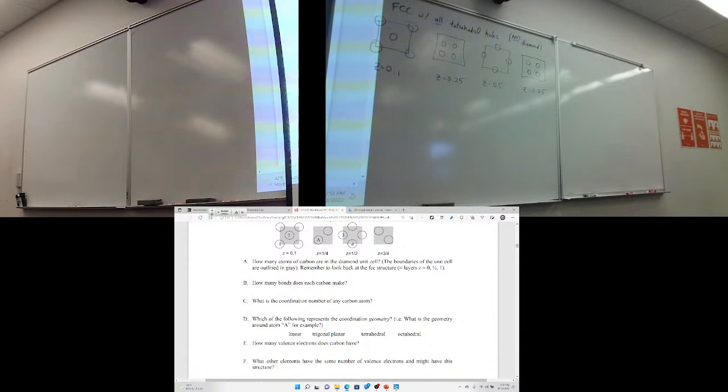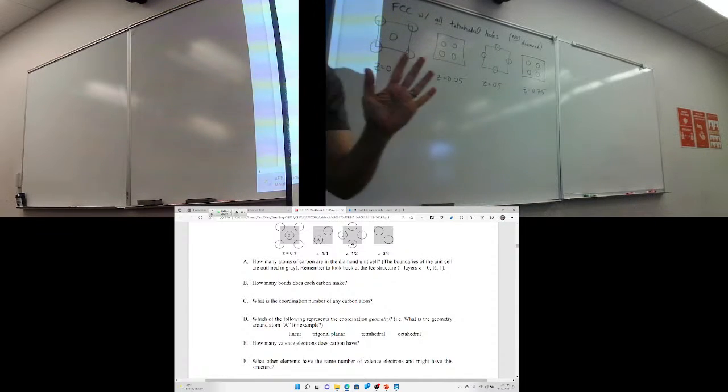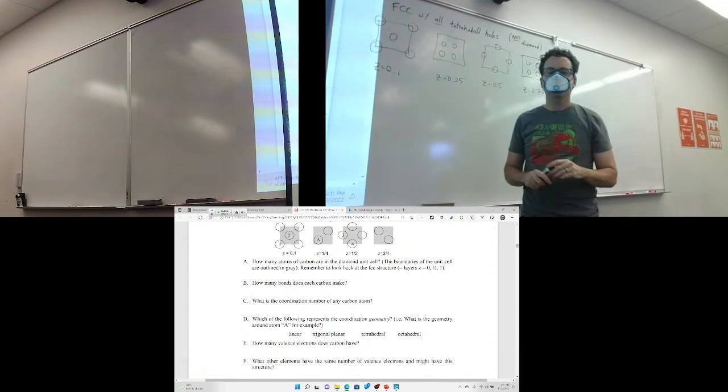I mean, look at your Legos. Are they shared outside, or are they all the way inside? They're all the way inside. So I've got the 4 from the FCC part, the corners and the faces, plus I've got 4 more from the inside holes. So 1, 2, 3, 4, all the way inside. So I've got 8 atoms inside this unit cell.